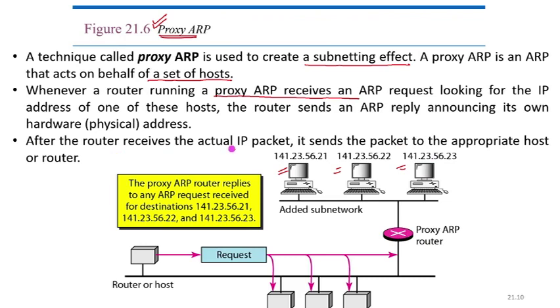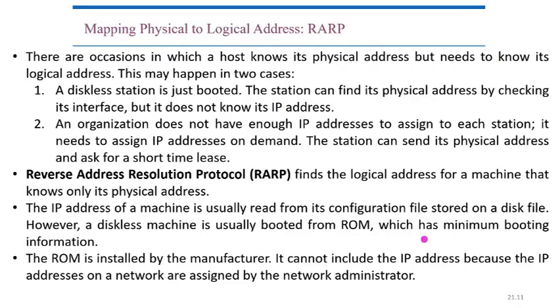After the router receives the actual IP packet, it sends the packet to the appropriate host or router. Once the reply is sent and received, this router will send data directly to the proxy ARP router, and then that router will send it to the particular IP address. So this is the basic idea of proxy ARP routers.